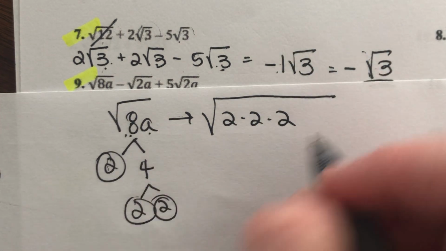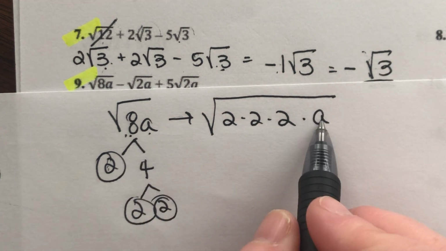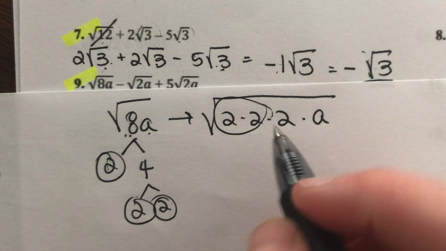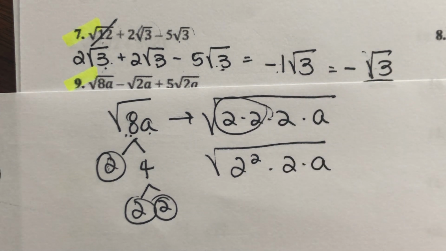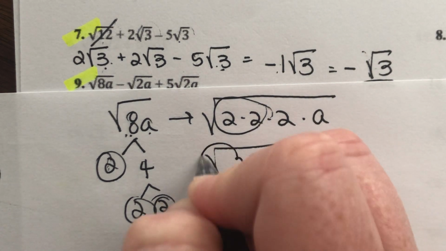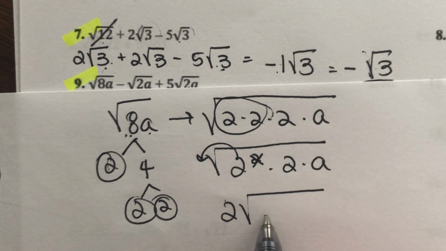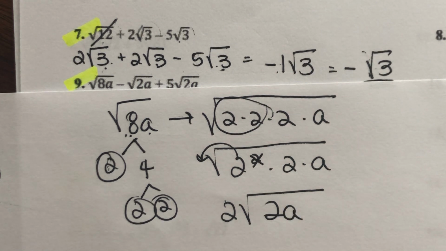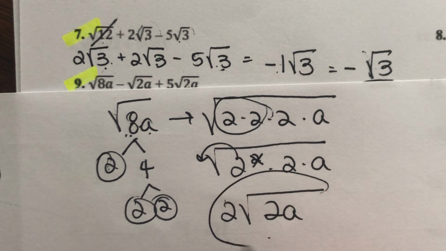And then I multiply that by a. This is equal to this, right? This is 8a, this is 8a. So now I can just pair up anything. So now I've got square root of 2 squared times 2 times a. This guy can hop out front. 2 square root of, I still have 2 times a underneath, so I can go ahead and multiply them back together and get 2a. So square root of 8a is the same thing as 2 times the square root of 2a.